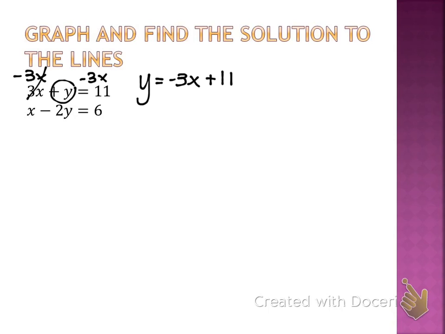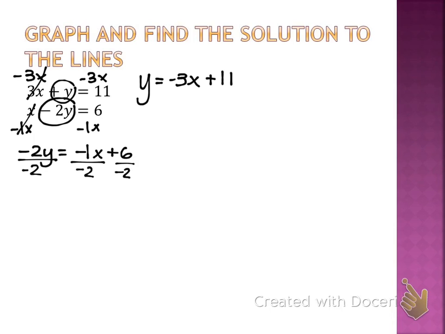Then on the next problem, I want to get this y by itself. So what do I need to do to move the x over? Subtract it. So now I have negative 2y is equal to negative 1x plus 6. Then we divide by negative 2 everywhere. And y equals positive 1/2 x minus 3. So again, I'm going to write it up here at the top so we can see our two lines.